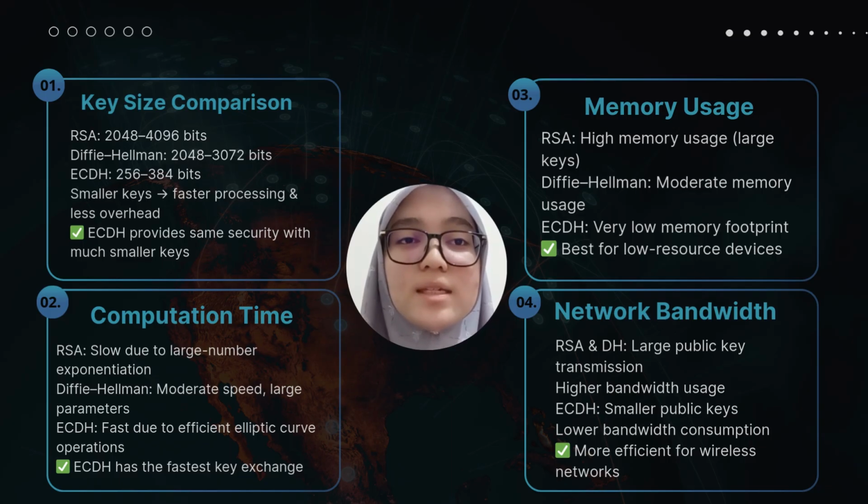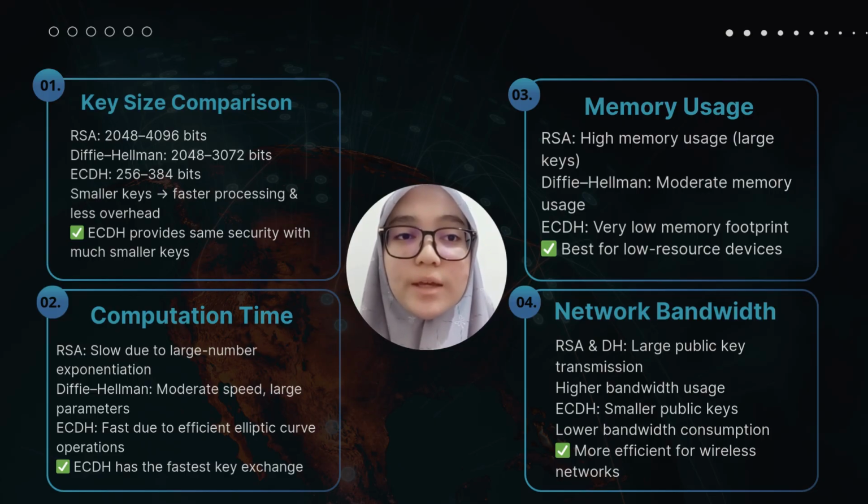First, let's compare key size. RSA and traditional Diffie-Hellman require large key sizes, usually between 2048 to 4096 bits, to achieve strong security. In contrast, ECDH provides the same level of security with much smaller keys, typically 256 to 384 bits. Smaller keys mean faster computation, lower memory usage, and less data transmitted over the network. Because of this, ECDH is much more efficient than RSA and Diffie-Hellman.